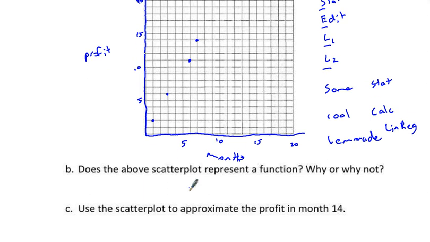Let's go ahead and answer these questions here. Does the scatter plot represent a function? Why or why not? Well, if we were to draw vertical lines through any one of those points, we would not hit another point. So yes, it is a function because it passes the vertical line test.